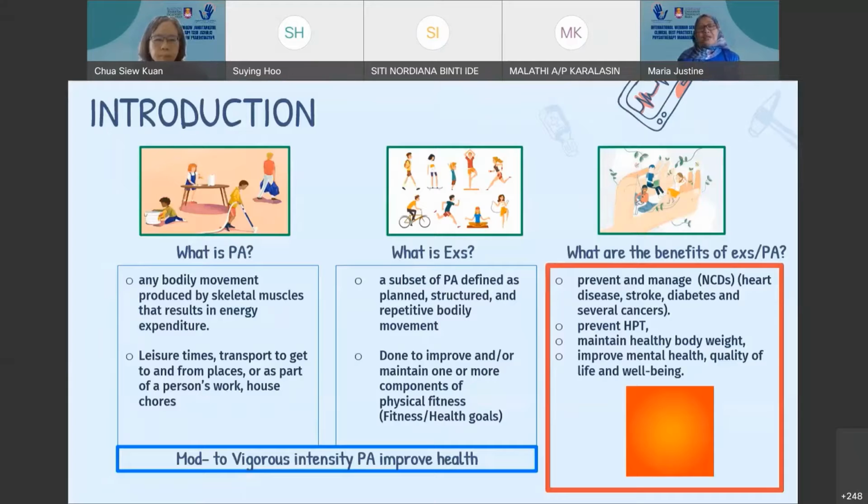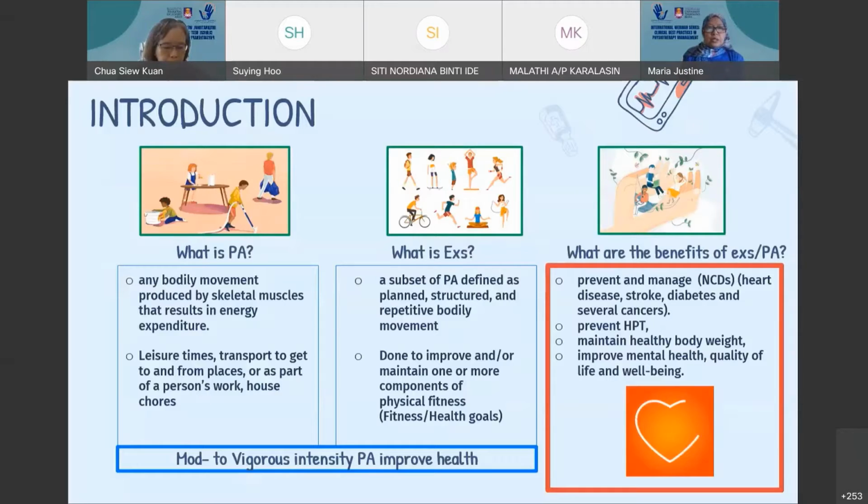Okay, so we know that regular participation in exercise or physical activity will prevent or manage lifestyle diseases, or non-communicable diseases, such as stroke, diabetes, cardiovascular diseases, and several types of cancers. Regular physical activity helps to prevent hypertension. It helps us to maintain or manage our body weight, and most importantly, it improves mental health and enhances quality of life and well-being. So regular participation in moderate to vigorous intensity physical activity will give more benefits to the overall well-being of individuals.